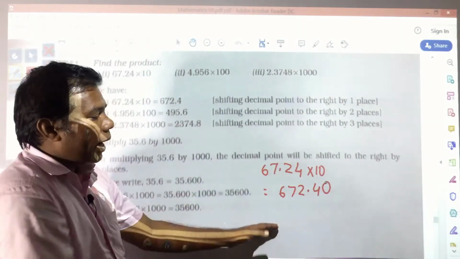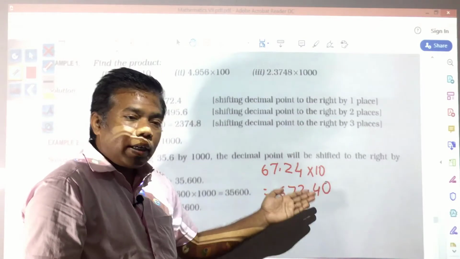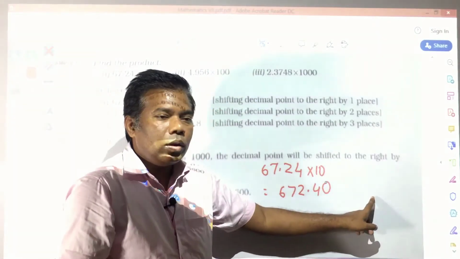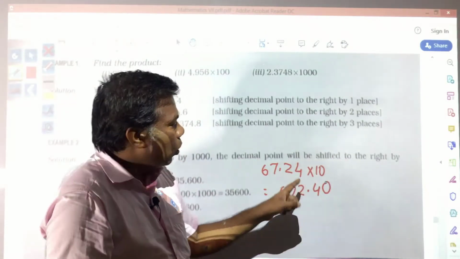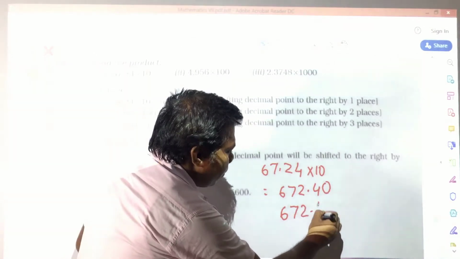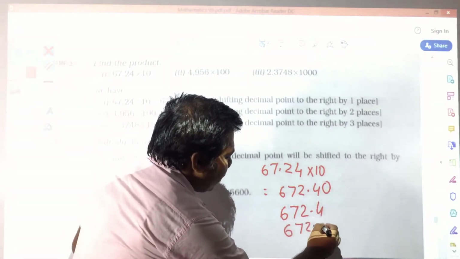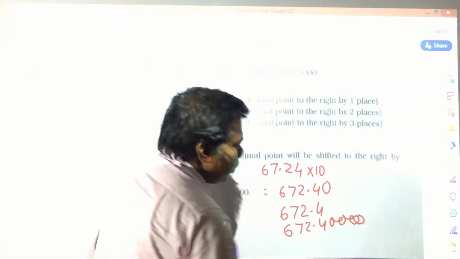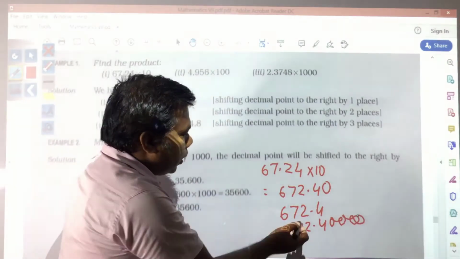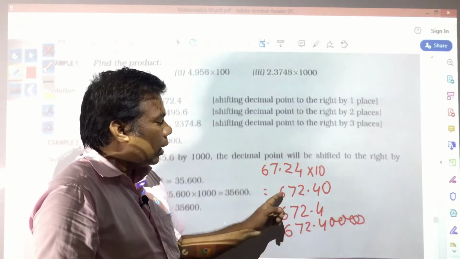In the decimal places, at the extreme right, as was told last day, if you add zeros, the number will not change. So, the value of 672.4, or you say 672.40000, is the same; the value is not changing. So, either you can put 0 or you cannot, both are correct.